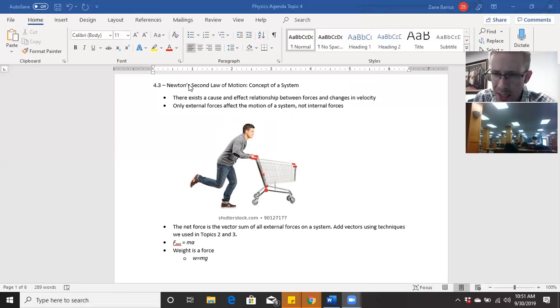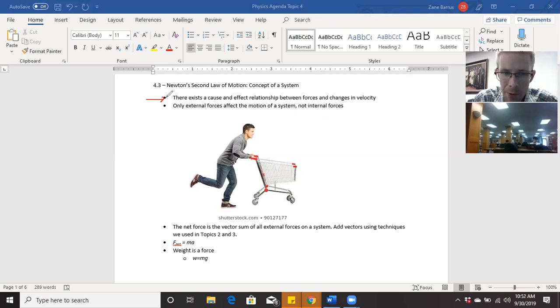Newton's second law of motion, you probably can't recite that from 8th grade because there's not really a colloquial phrase that goes along with it, like there was for Newton's first law or like Newton's third law does. Newton's second law is really just an equation. We're going to talk about that equation down below, but basically Newton's second law says, right up here, I tried to summarize this in a bullet point. It says there exists a cause and effect relationship between forces and changes in velocity.